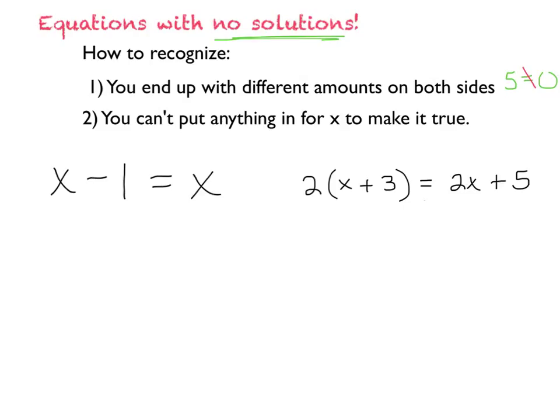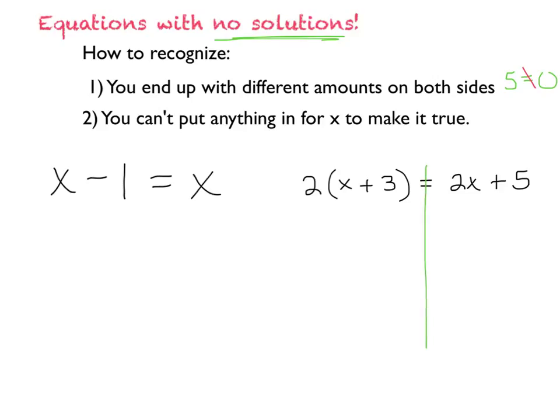The second way is if you can't put anything in for x to make it true. So if you realize, like look at this one down here, you have x's on both sides. So if you put a 5 in here, 5 minus 1 and 5, those are never going to be equal. Okay, so that's the second way. Let's look at this one over here.